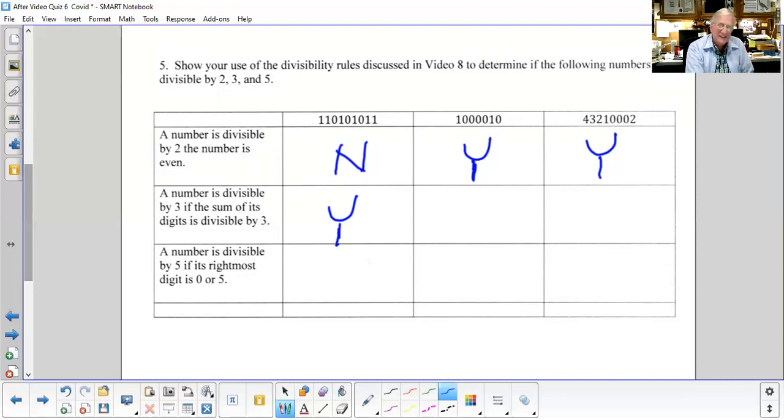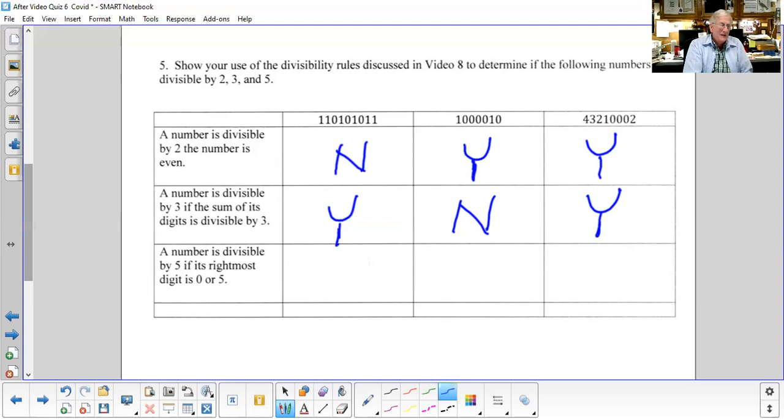Okay, look at the second heading. 1 and 1. That adds up to 2. And 2 is not divisible evenly by 3. So this number is not divisible by 3. Look at the third number. If I add its digits together, 4 and 3 is 7, 2 and 1 added to it, 7 and 3 is 10, and 2 more is 12. Is 12 divisible by 3? Yes, it is. Therefore, that number is definitely divisible by 3.